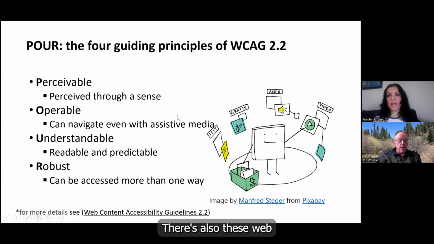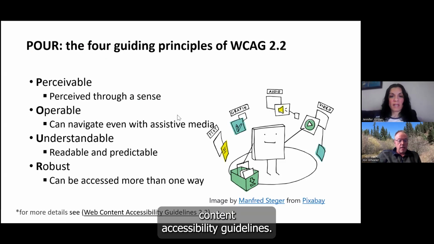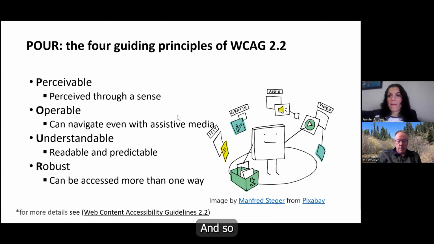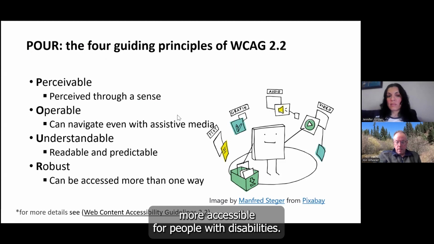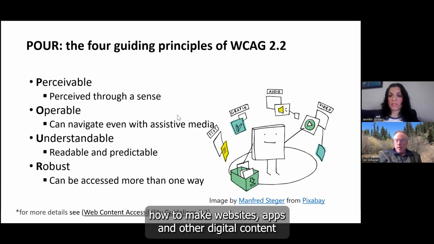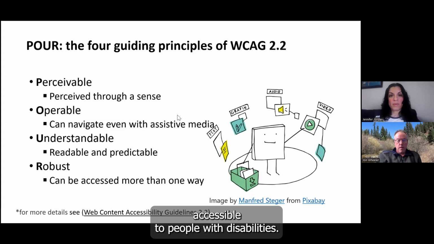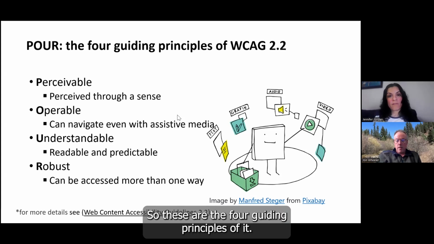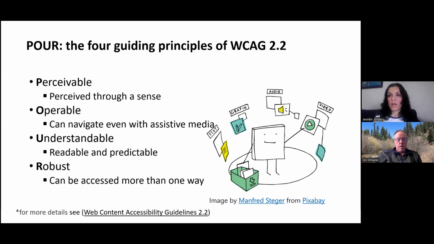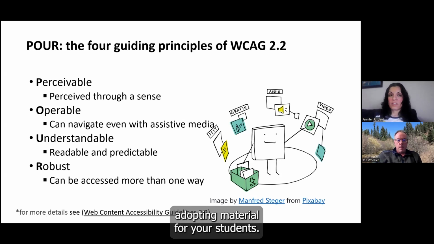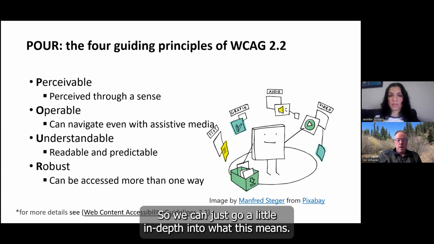There's also the Web Content Accessibility Guidelines. They're technical instructions that help to make websites more accessible for people with disabilities. They're internationally accepted guidelines that explain how to make websites, apps, and other digital content accessible to people with disabilities. So these are the four guiding principles, and you can keep them in mind as you're creating or adopting material for your students. So we can go a little in depth into what this means.